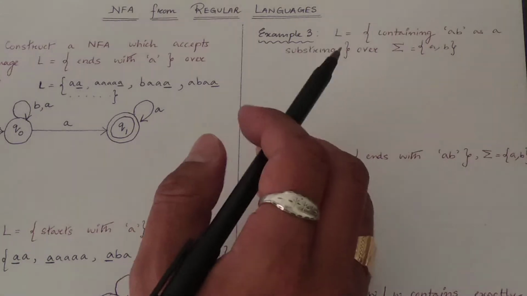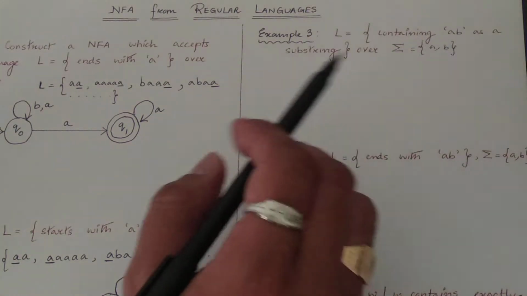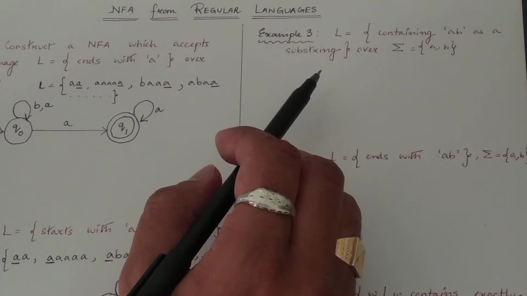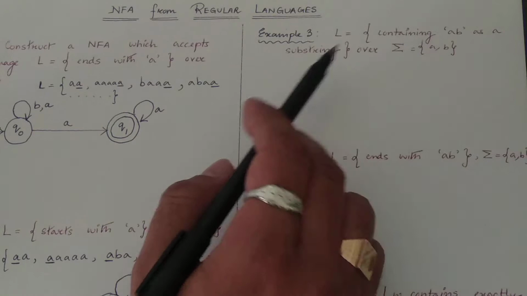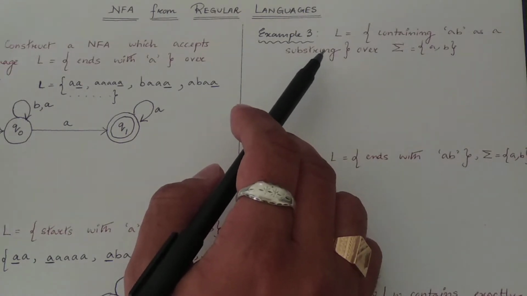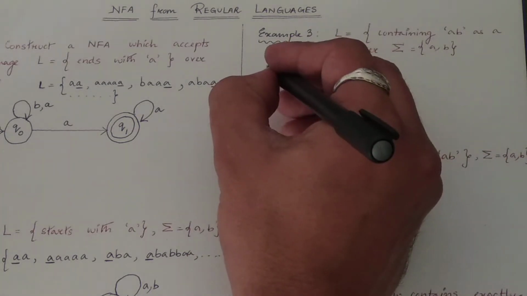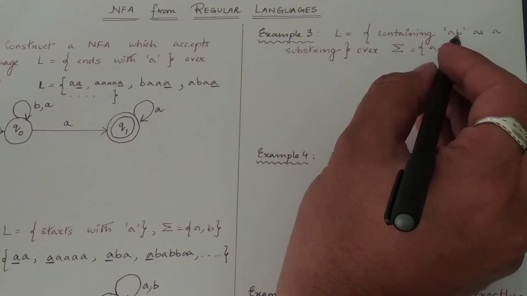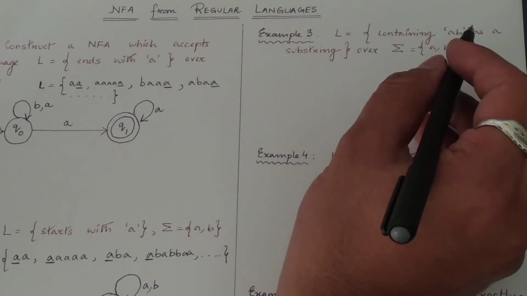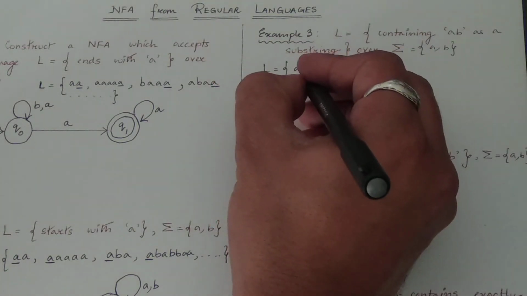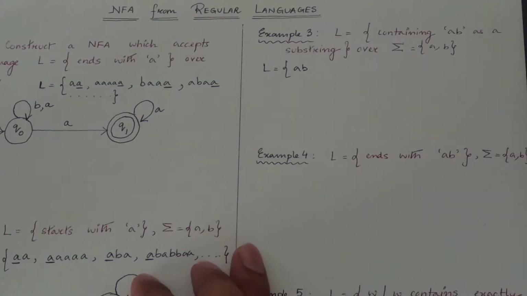In example number 3, it says containing AB as a substring. That means it can be a combination of any number of symbols from the input alphabet A and B, but there should be a substring AB. So as AB itself is a substring, I can write the first string in the language as AB. This is possible.